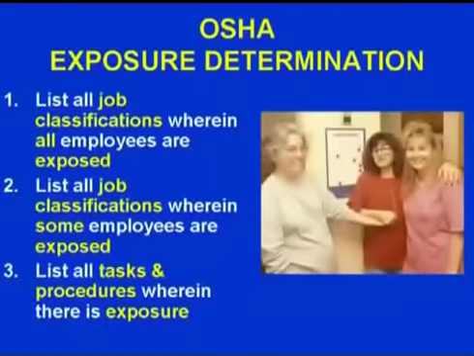The first thing that we have to do after reading the rule and the definitions that are in the rule, we will do what's called an exposure determination. In there, we have to list all the job classifications where every employee in that classification has potential for exposure. For example, a dentist performing clinical duties or a hygienist performing clinical duties.